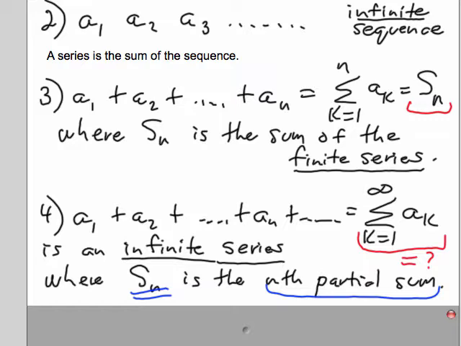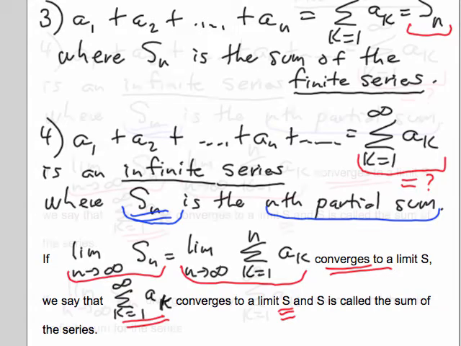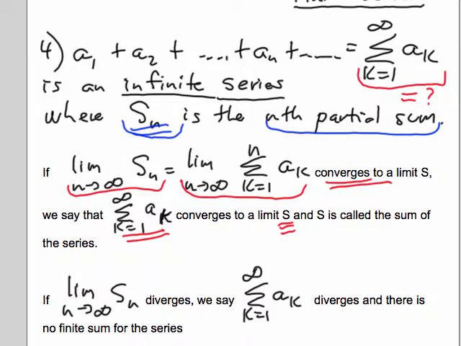And then we're going to look at a limit of n going to infinity to see if that sum approaches some fixed value. So what we're saying is that by looking at the limit of a finite series as n goes to infinity, or equivalently looking at the sum of n terms as n goes to infinity, if we find that that converges, then we will say that our infinite series converges to a value s. And s is called the sum of the series. If the limit of the sum of n terms diverges, then we will say that the infinite series diverges.